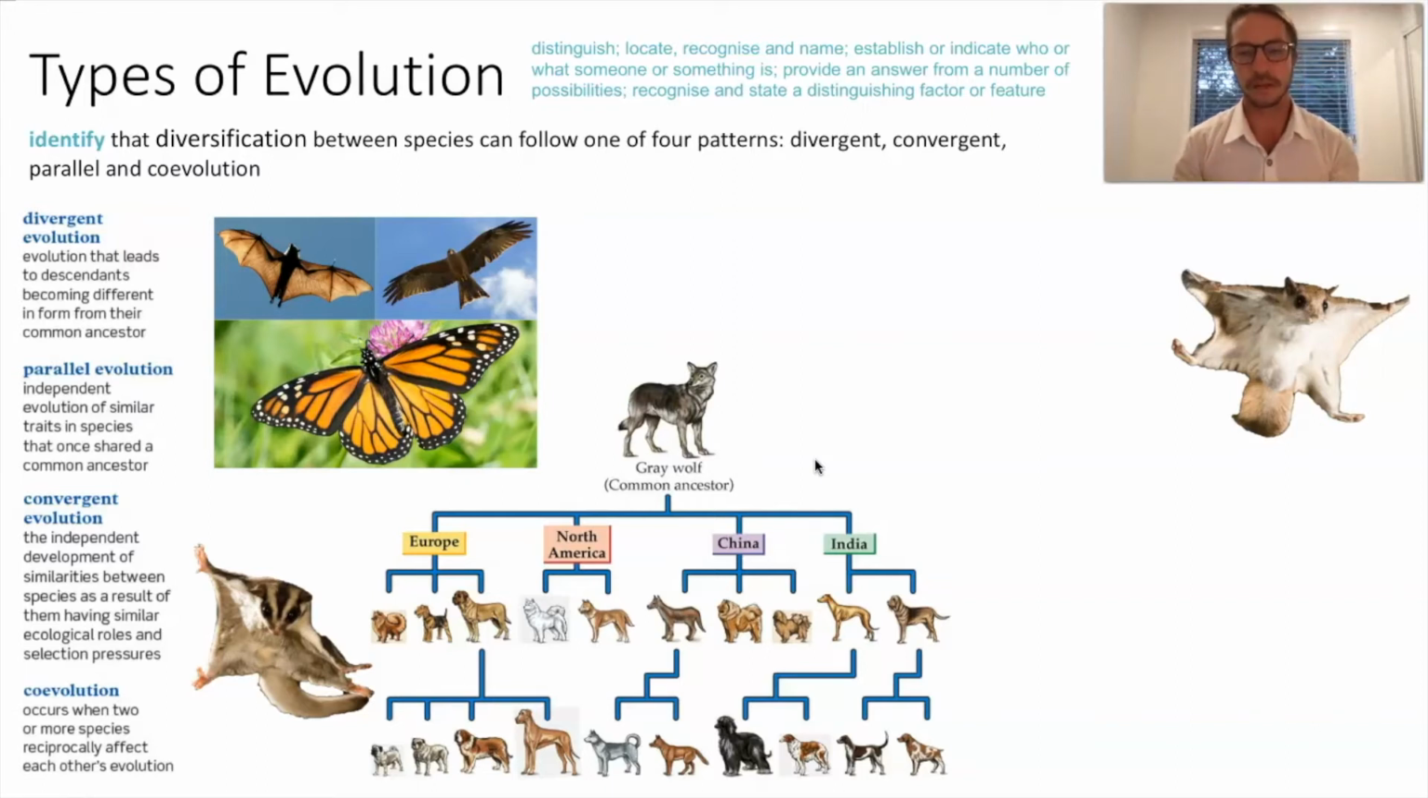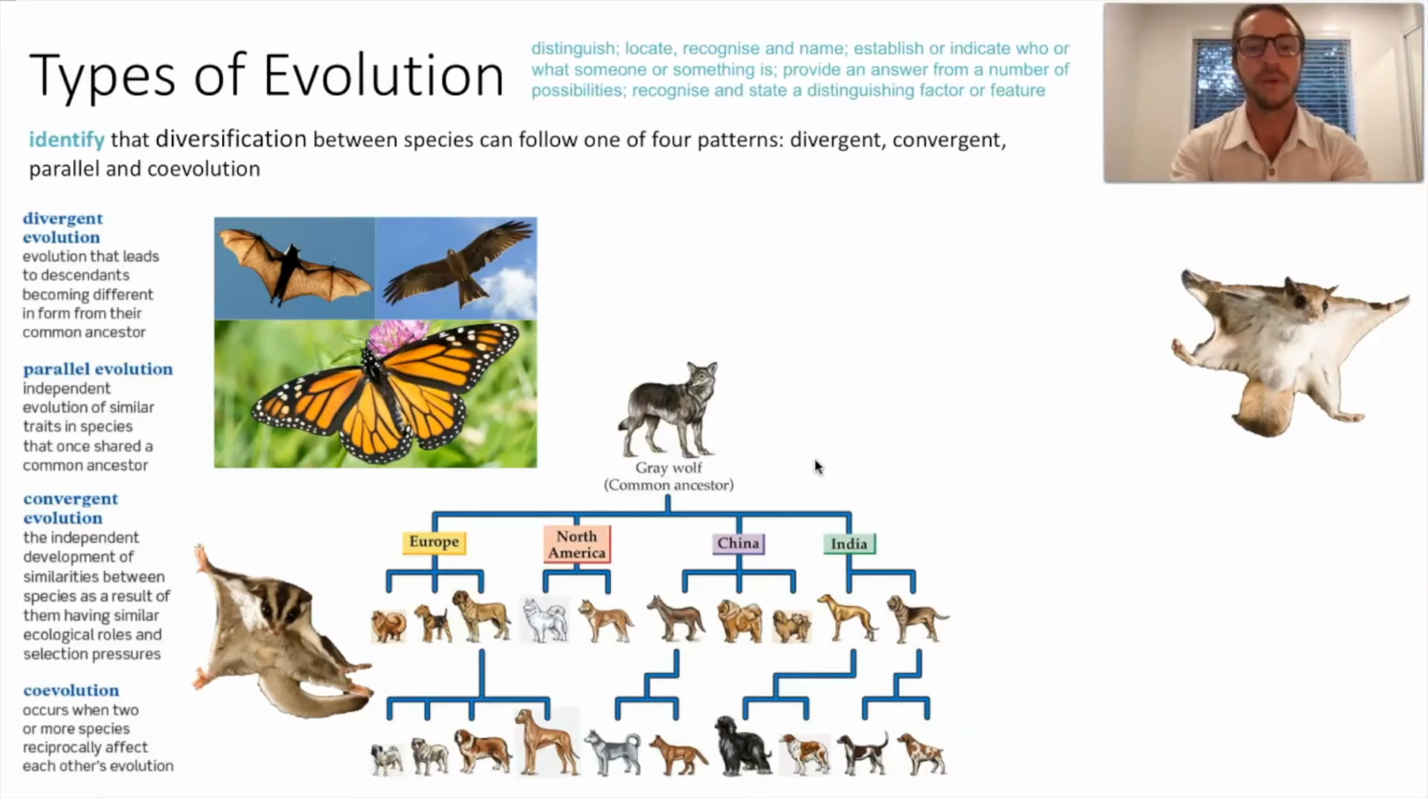So if we just think about those three that we've covered. To diverge means they came from a common ancestor and diverged. To converge means they came from different ancestors, but the traits are becoming more similar. Whereas parallel means they have similar traits, but they're evolving fully independently of one another. Which leads me to the last one, and that is coevolution.